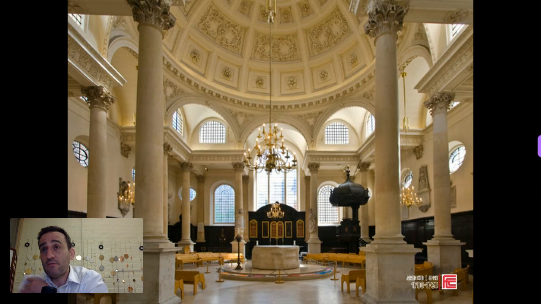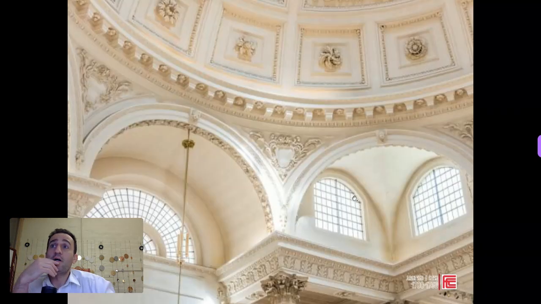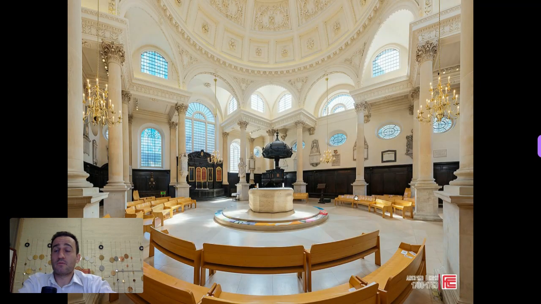And I'll leave you guys with this. A very prominent architect whose work I admire tremendously. I'll park on this image here. So again, this is St. Stephen Walbrook in London, 1672. Architect is Sir Christopher Wren.